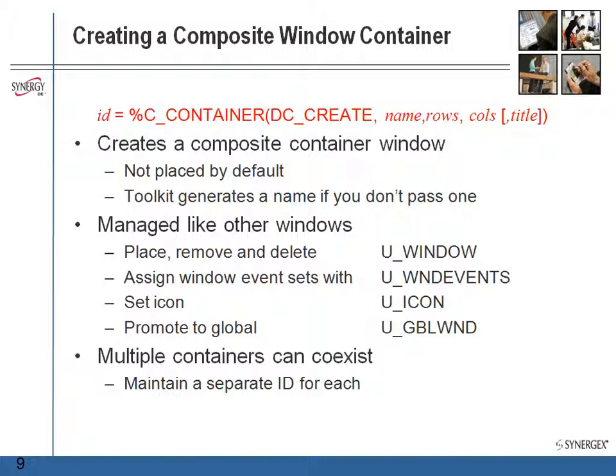So after creating a container, we can manage the container like we would any other window. We can use uWindow to place, remove, and delete containers, and uWindEvents to assign window event method sets to a container, uIcon to set an icon for the container, and so on. As you can see, ccontainer DC create returns a container window ID. We can create and process multiple containers simultaneously by maintaining a separate ID variable for each of the containers.